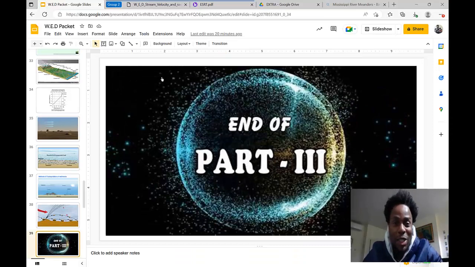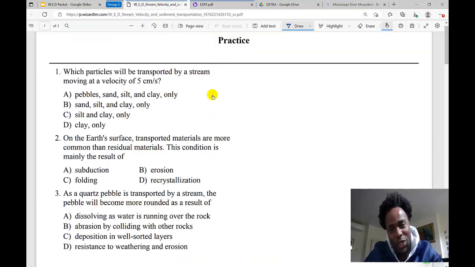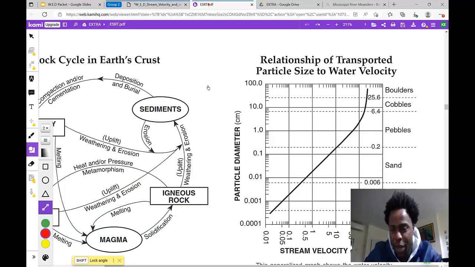Quick one. So as usual, we're going to answer some Regents questions here and then we wrap it up. Question number 1 says, which particles will be transported by a stream moving at a velocity of 5 cm per second? We're going to need our ESRT page 6 for this lovely diagram here. So the question gave us 5 cm per second. If we follow that 5 cm per second straight up to that line, and whenever we hit the line, we're just going to take it the other way.